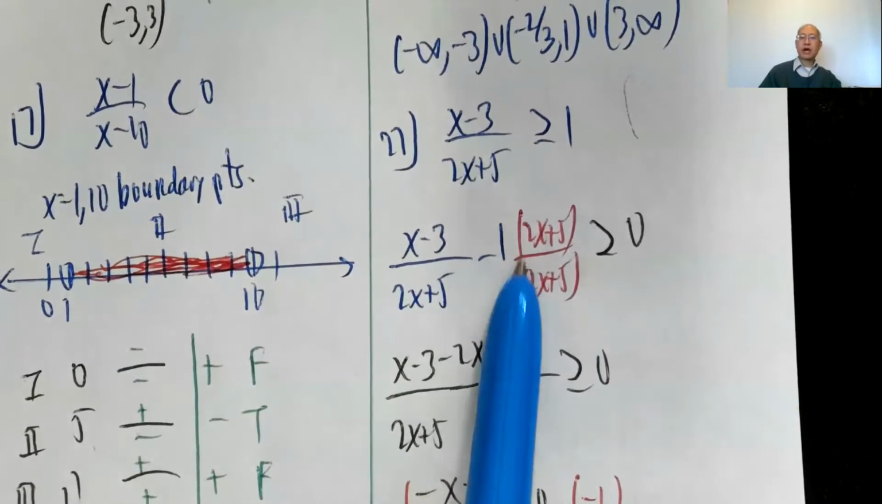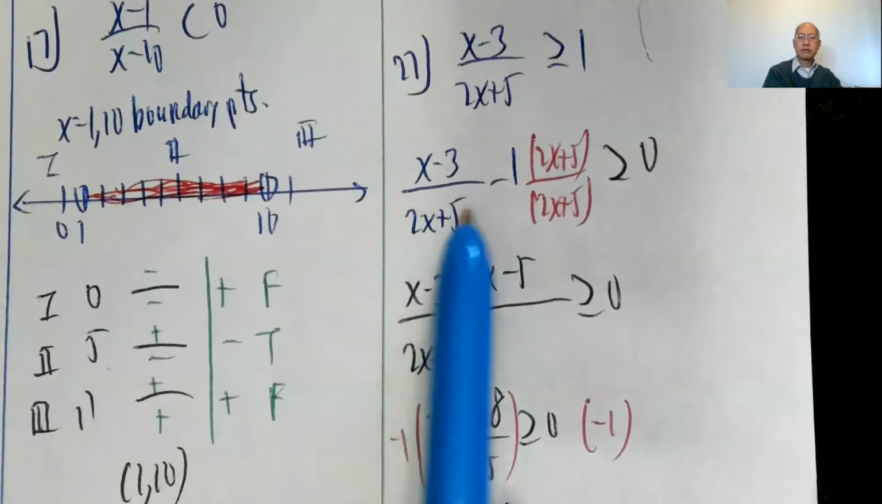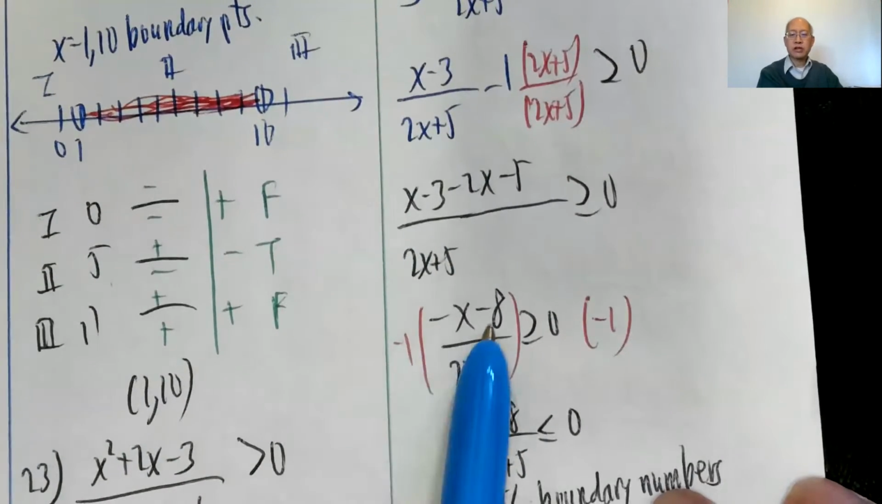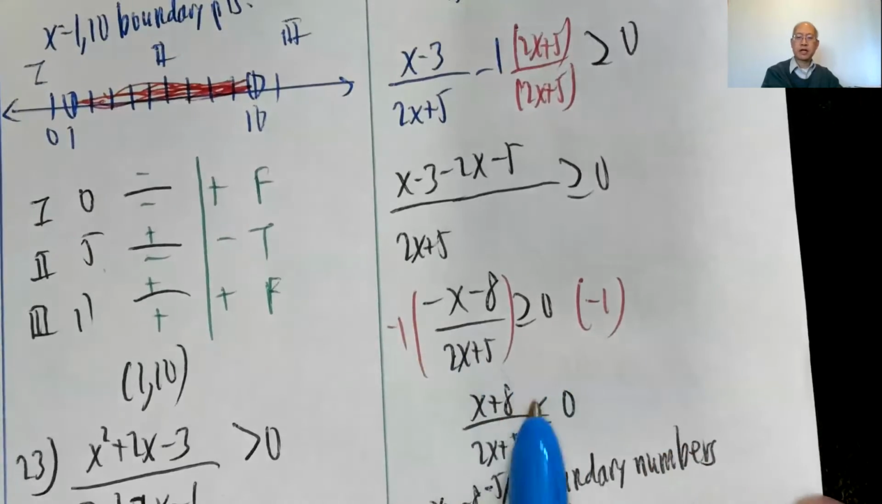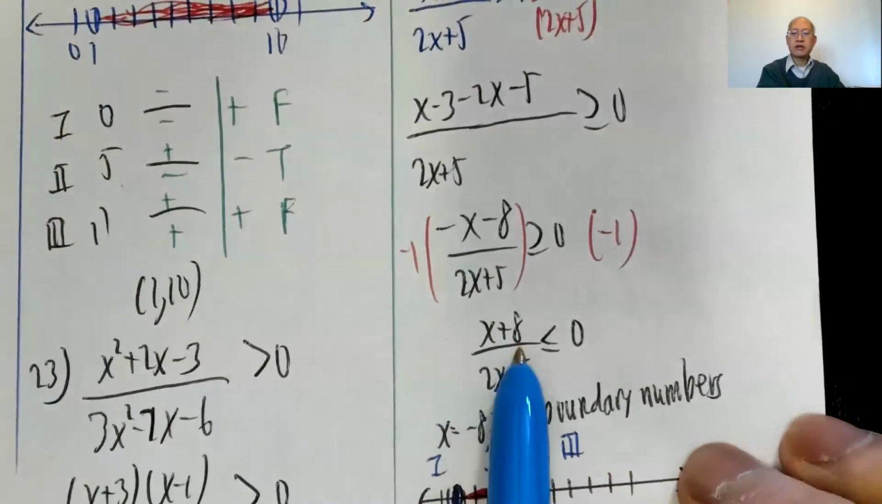Multiply by 2x plus 5, top and bottom, to get a common denominator. So I have x minus 2x minus 3 minus 5. That's negative x minus 8. I could do that, but I don't like all the negatives. Multiply both sides by negative 1. That switches the inequality. So x plus 8 over 2x plus 5 less than or equal to 0.